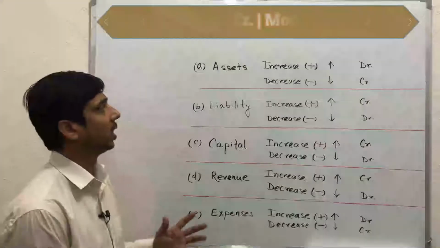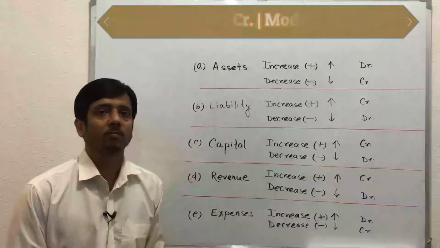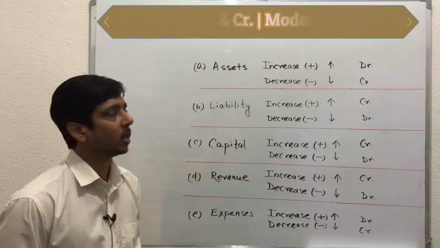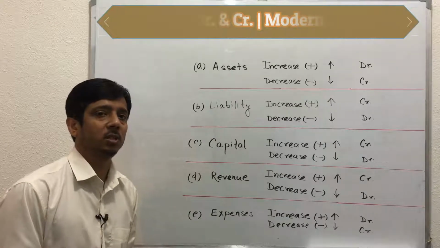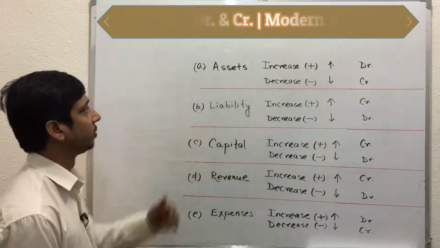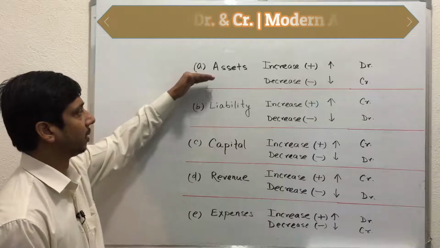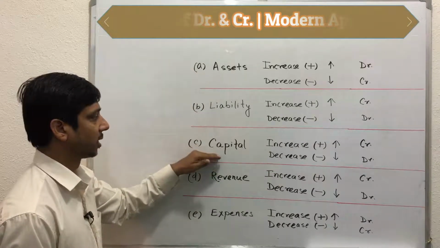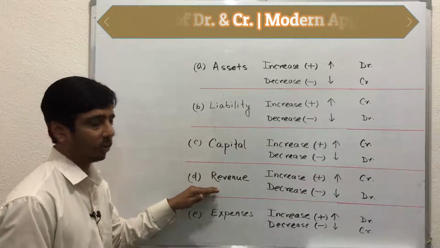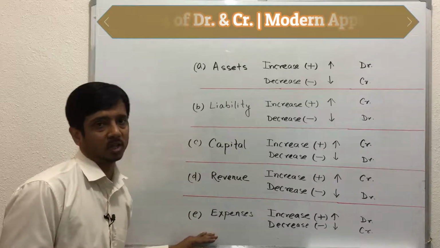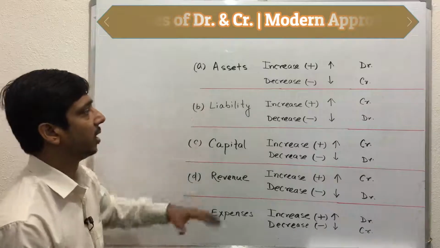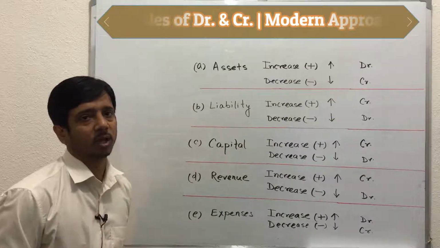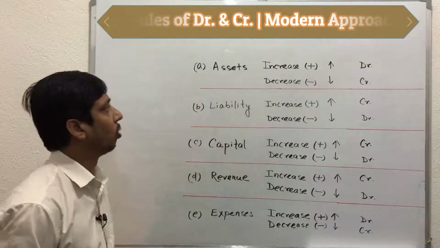We are going to learn the rules of debit and credit under the modern approach. In the modern approach, we can categorize the items of transactions into 5 categories. The first one is assets, the second is liability, third is capital, fourth one is revenue, and the fifth one is the expenses. So all the items in a transaction may be categorized in any of the 5 categories. So what is the rule of the assets?